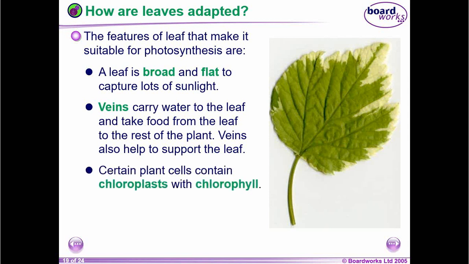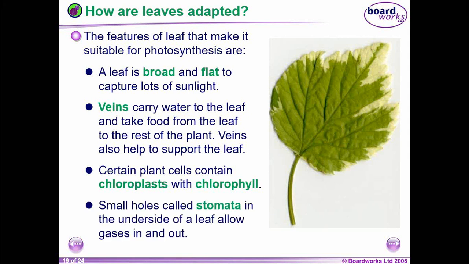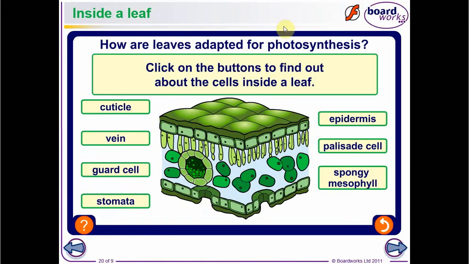It contains chloroplast that contains chlorophyll to trap the sunlight, and it also contains stomata, which are tiny holes to allow the gas exchange, to allow the gases to get in and out. For example, it allows the carbon dioxide to enter, to be used in photosynthesis, and it allows the oxygen to go out of it. Okay, let's have a trip inside the leaf and see what is inside the leaf.